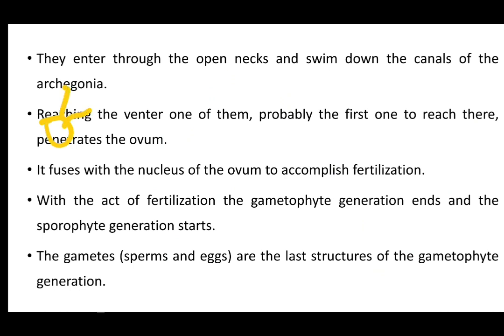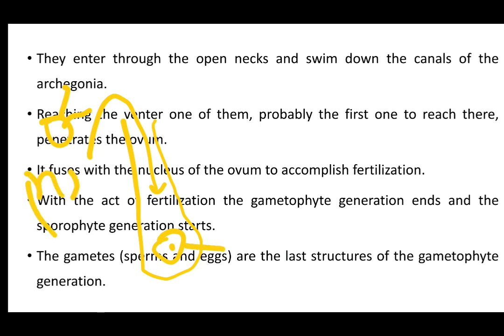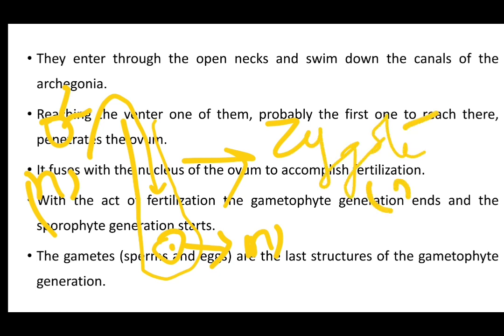inside the antheridium. The antheridium releases these sperms after maturity. They swim into the archegonia, where they fuse with the egg cell. This male gamete is haploid. This female gamete is also haploid. Together they produce the zygote, which is diploid in nature.